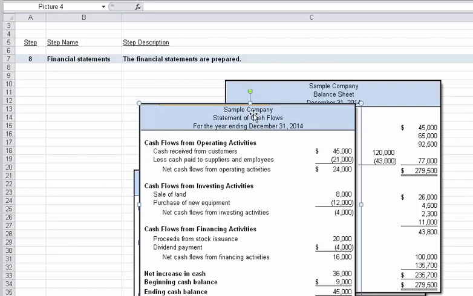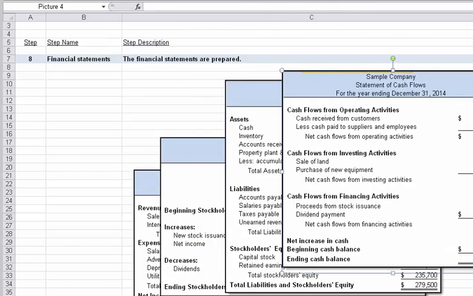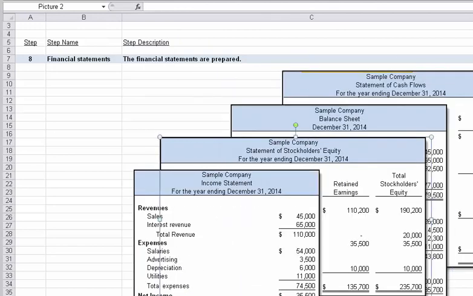But again, the point of this is that we prepare all the financial statements. Now I'm going to put these back in the original order they were in. I think that looks like it right there. So the income statement to the statement of stockholders' equity to the balance sheet to the statement of cash flow. And those are the four primary financial statements that need to be prepared for external users.